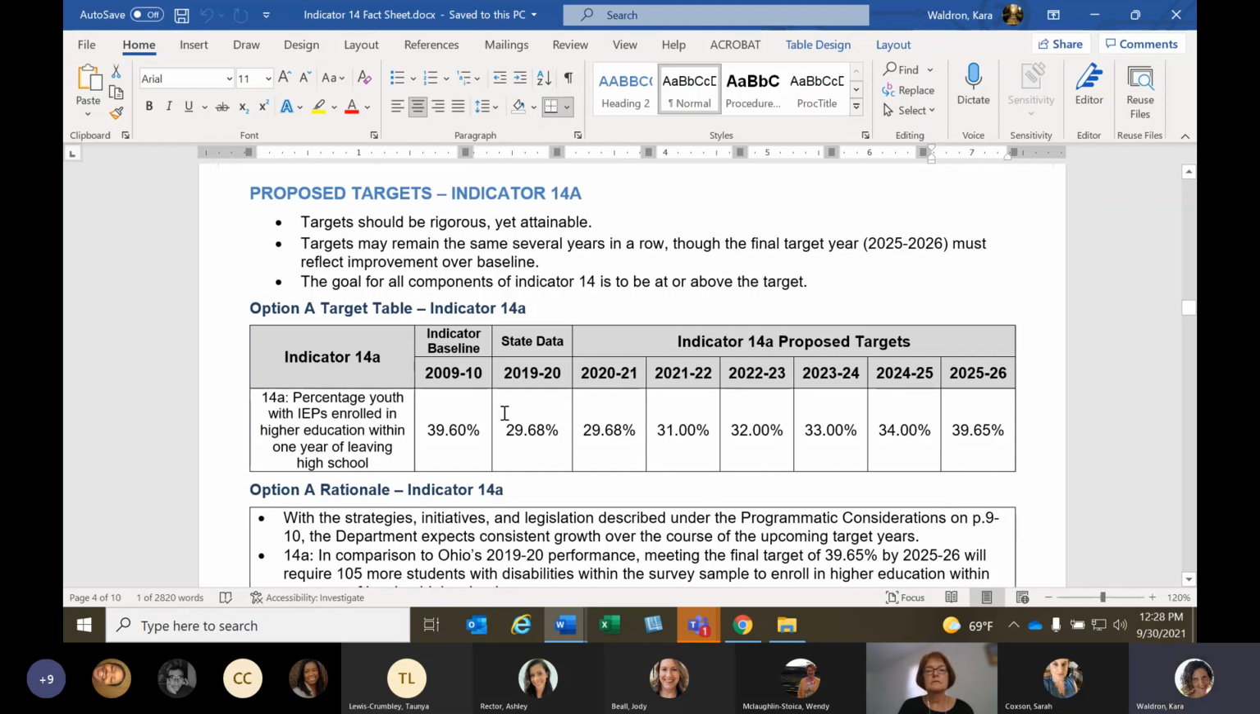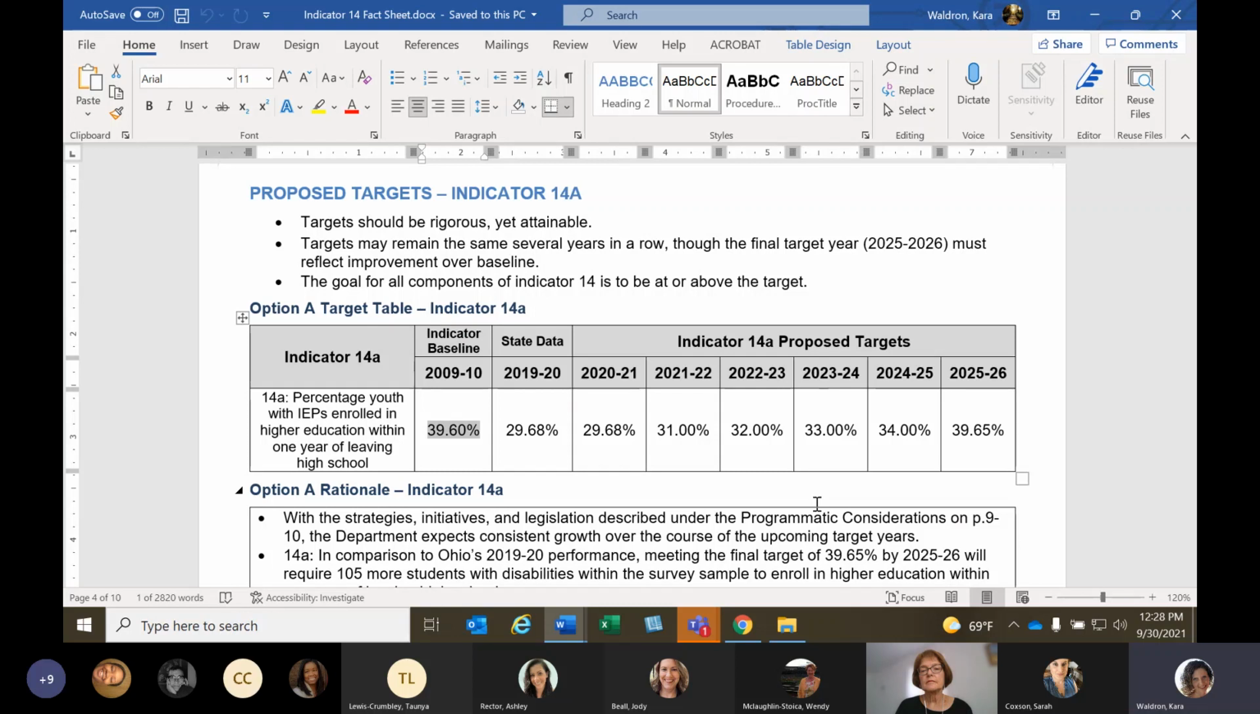So we know that our baseline is sort of a challenge. Our baseline is high relative to our current performance. And the reason that's important to note is we still have to meet the requirement to show improvement over baseline by the 25-26 school year, even if we think of that as sort of an artificially high baseline. It is what it is in terms of the parameters for our target setting.